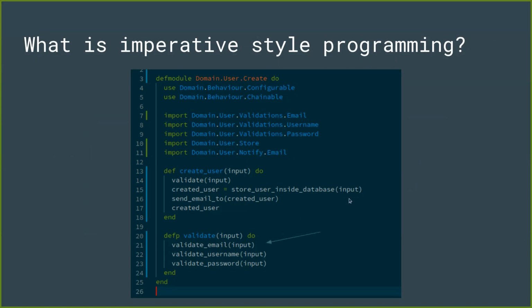Like, firstly, it has to validate the email. Then it has to validate the username. Then it has to validate the password. Then it has to store the user inside the database. Then an email should be sent. Then it should return the created user. So this is an imperative style programming. Like, we define the steps that have to be followed.